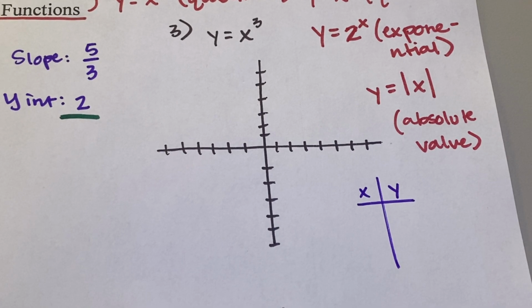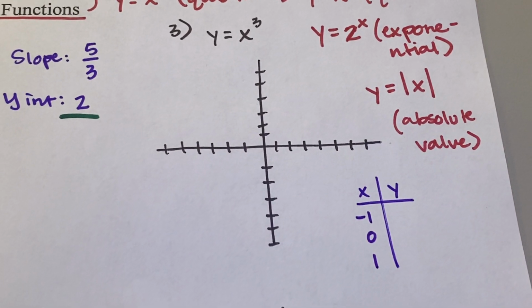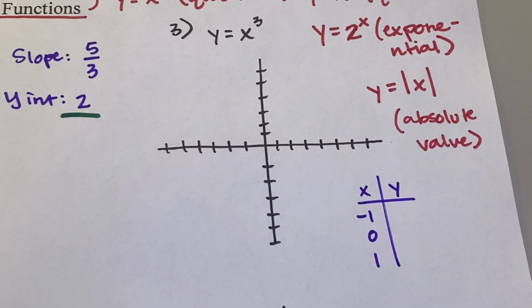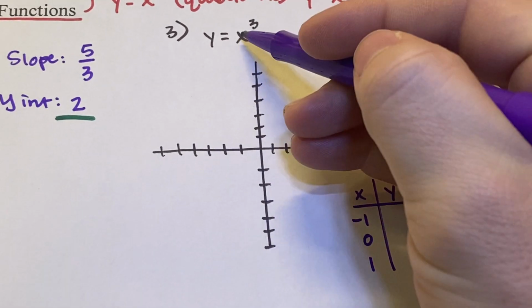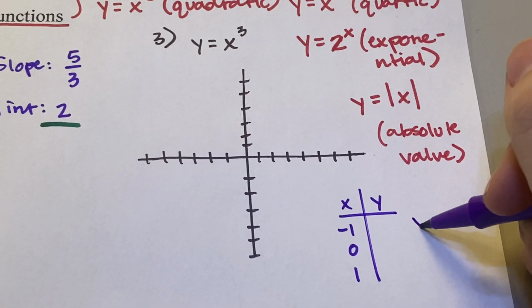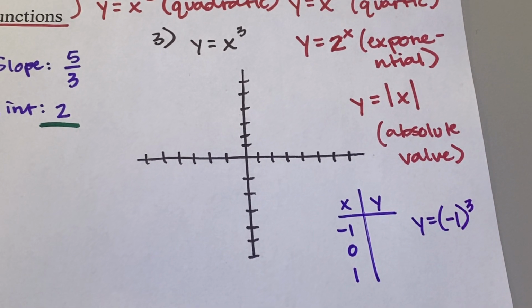I like using the same 3 inputs every time because it gives us a negative, gives us a 0, and it gives us a positive. So I like using the same 3 x's. -1, 0, 1. Okay, we're doing the same thing. We're plugging it in, seeing what we get out. So if I plug in -1 for my x up here, y equals -1 cubed. Careful here.